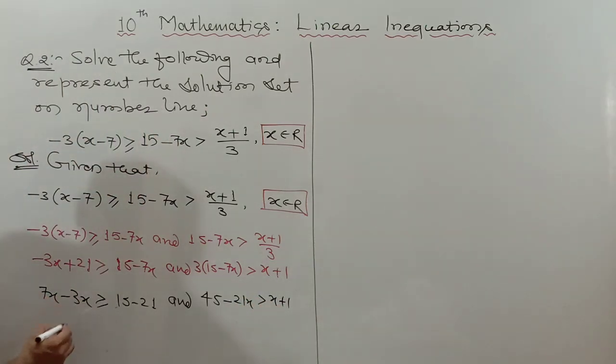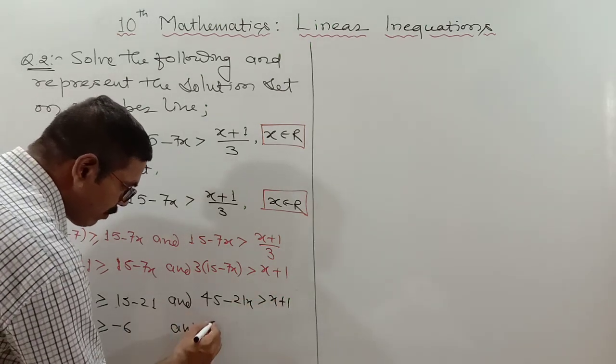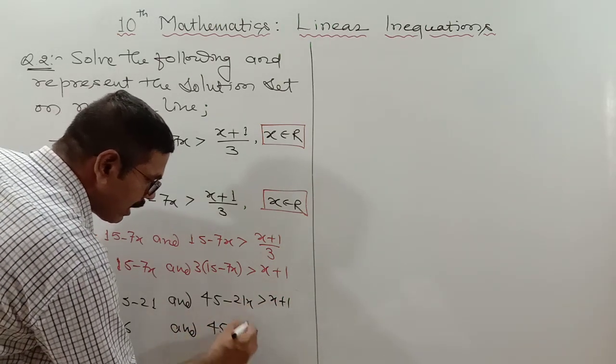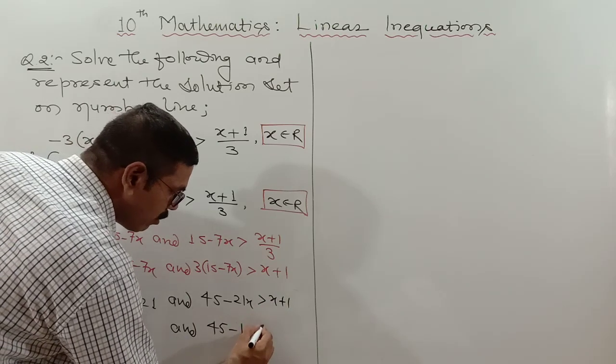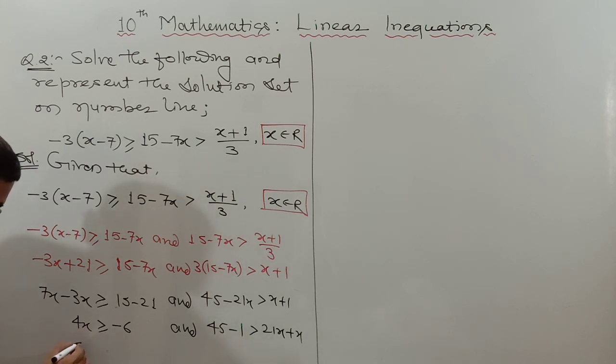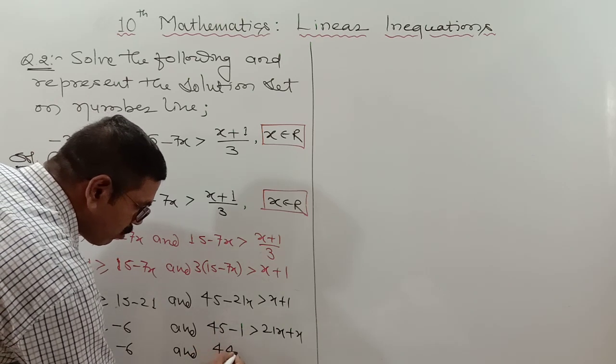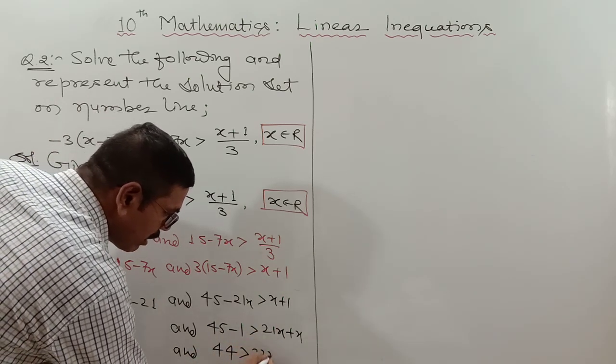That's very easy. 7x minus 3x is 4x, which is greater than or equal to minus 6. And that 45 minus 1 we will bring here and minus 21x we will take there. So it will become 21x plus x. Is there any doubt? I don't think there is any doubt you are having till now. Okay. Here you can write that 4x is greater than or equal to minus 6. Let it be written as it is, and 45 minus 1, that is 44, is greater than 22x.